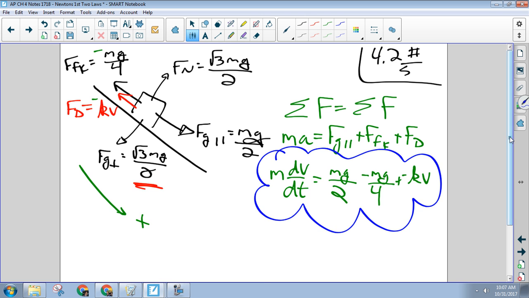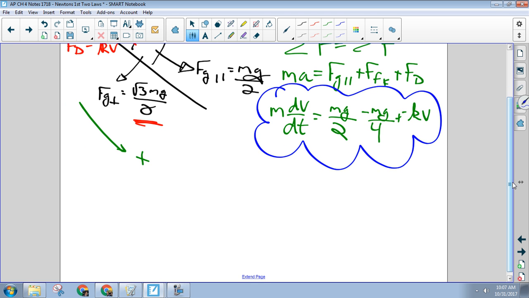So now we need to simplify and get all our dv's and v's on one side and all our t's and dt's on the other side. So first of all, mg over 2 minus mg over 4 is mg over 4. Negative. No, it's not. Oh wait, no, it's mg over 2, right? So you get mg over 2 minus kv, right? No, mg over 4. Jeez, thank you. Thank you, thank you, thank you. mg over 4, wow, I'm struggling today.